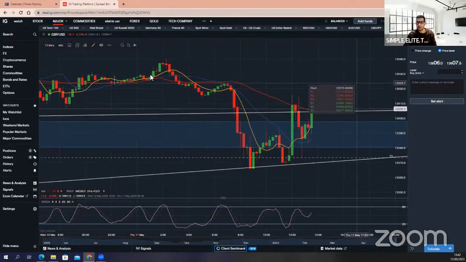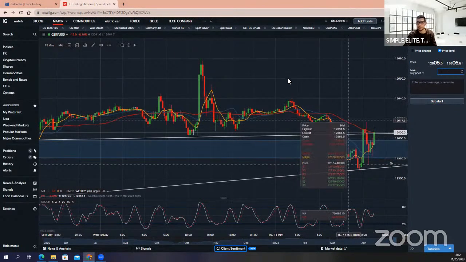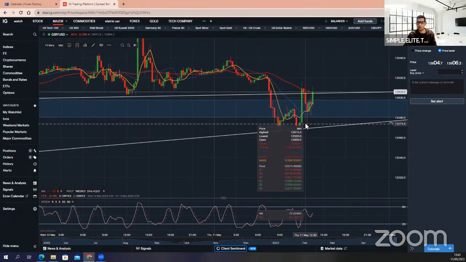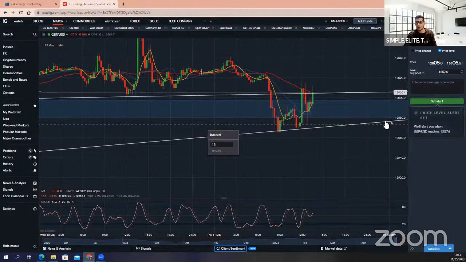Let me get some alert on Pound as well. If price is breaking this low point, 125.74, I'm going to short Pound as well.